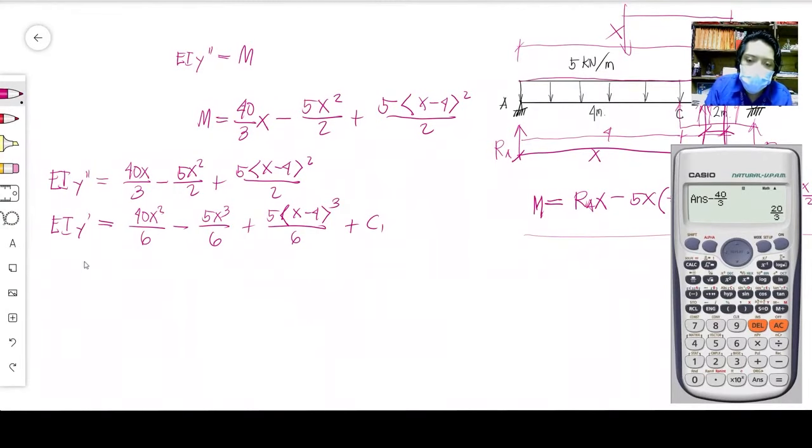Okay. Next, we have here. Let me simplify this first. EI y prime. Isi-simplify ko lang. 40 over 6 is... wait lang. Let me have the calculator. 40 over 6. That is 20 over... Oh my God! Di rin ako nakakakuan. Ginugutom na. 20 x squared over 3. Minus 5x cubed over 6.